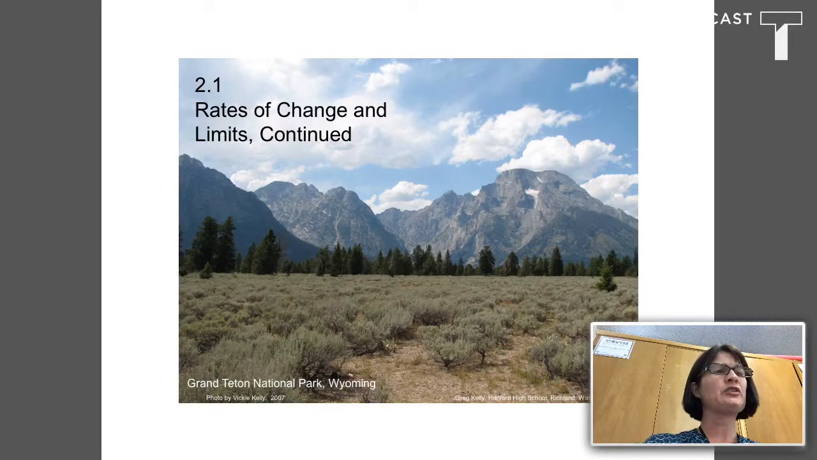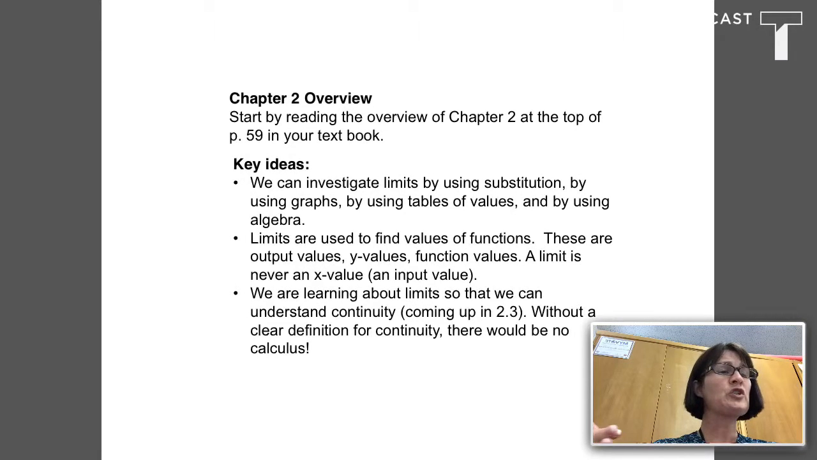So scholars, now that we understand average speed and instantaneous speed, we could start to discuss the meaning of this new word, limit. So how do we find the limit of a function? How do we find the limit of a set of values? So if you just pause the video for a moment and read at the beginning of chapter 2 in your textbook, the front material before the chapter.